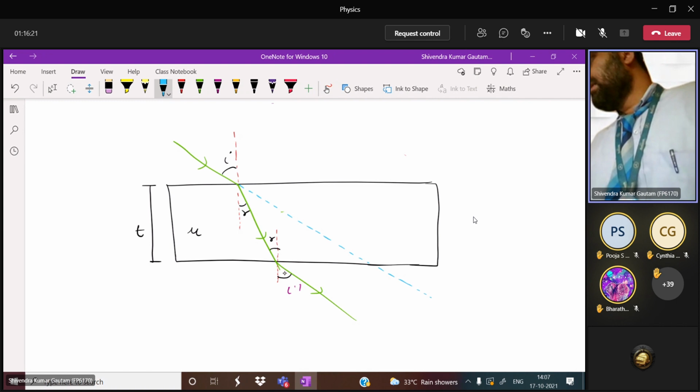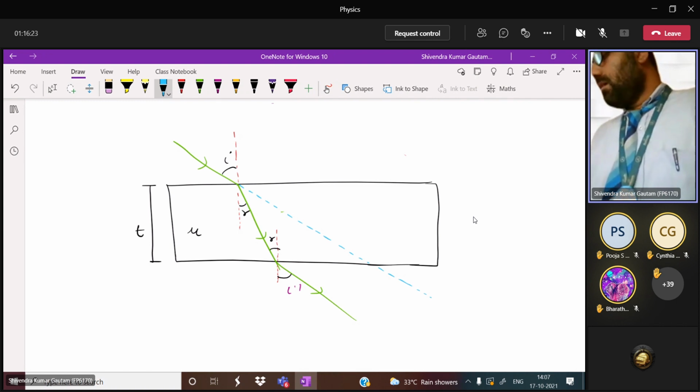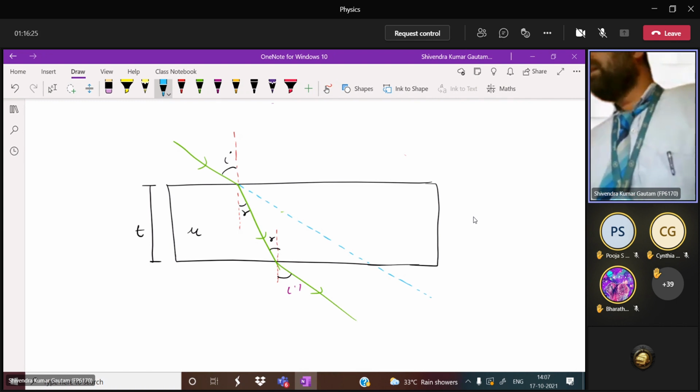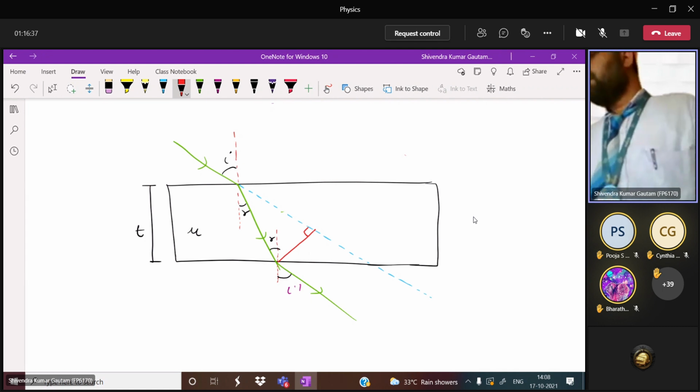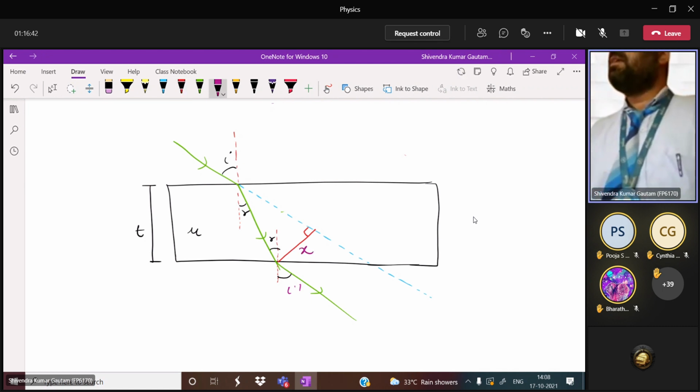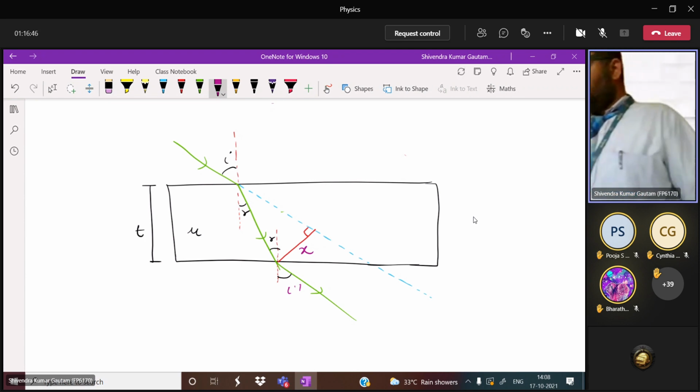You see this emergent ray and this original ray. There is a shift or not between these two rays? If we draw a perpendicular from the emergent ray to the original path, this distance is nothing but the lateral shift. X is nothing but the lateral shift.